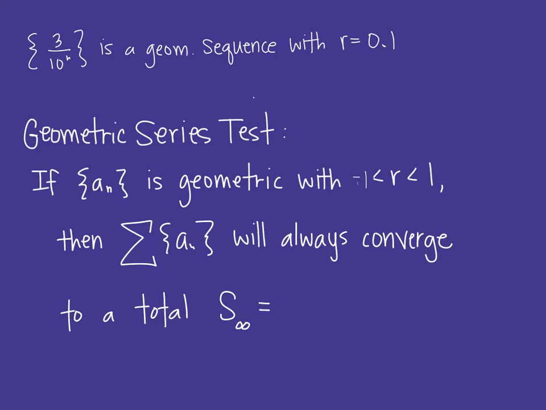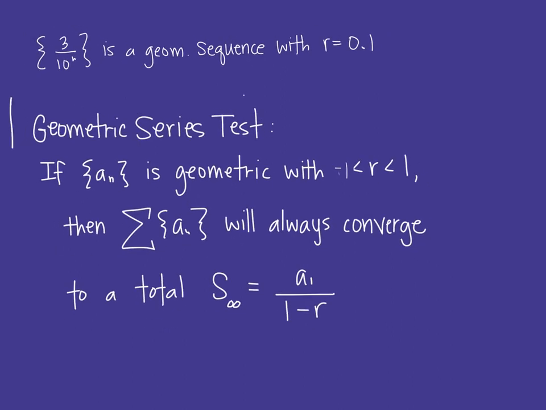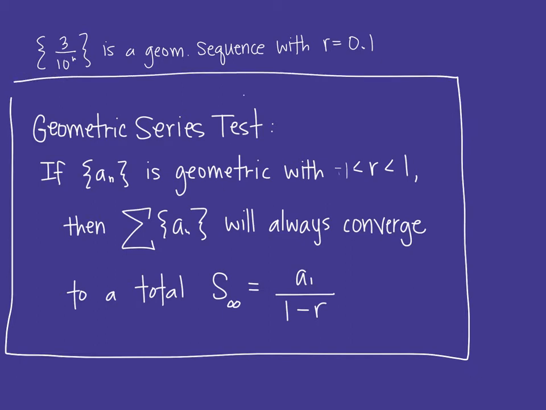That means we're showing the sum of infinitely many terms. It's not a partial sum. A partial sum would be like s sub 3. That would be the sum of the first 3 terms, or s sub 10. This is a complete sum. S sub infinity is the first term over 1 minus r. And that's your first test of chapter 10. Okay, I'm going to pause.